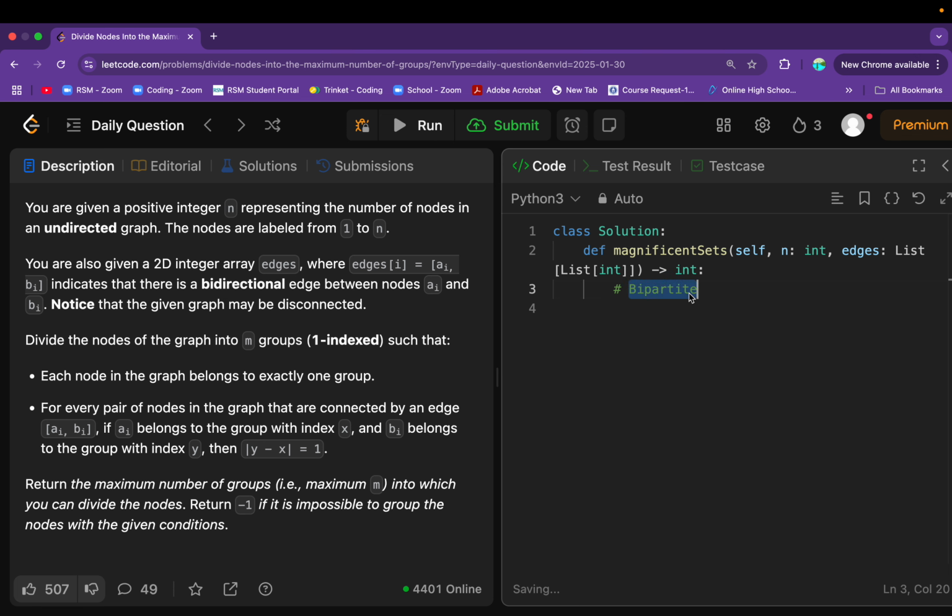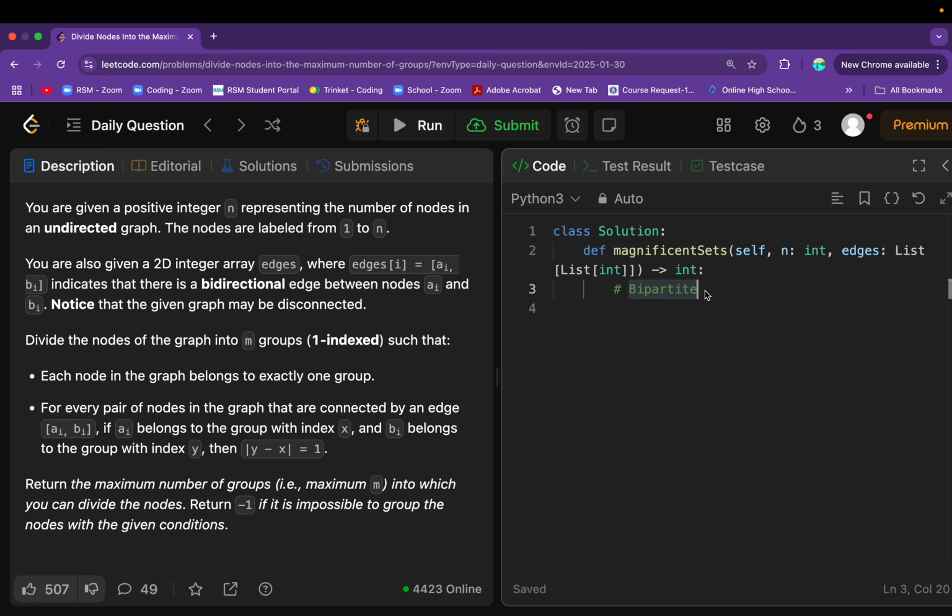What this really means, on a high level, is that it can be colored with 2 colors, such that no 2 adjacent nodes have the same color, right? And if the graph isn't bipartite while traversing it, we know we can return -1, because it would be impossible to group the nodes as required for every single connected pair to have a group number differing by exactly 1. And of course, to return a result, we have to sum the depths of all the connected components and get the maximum number of groups.